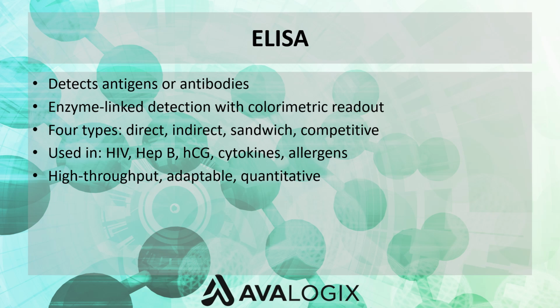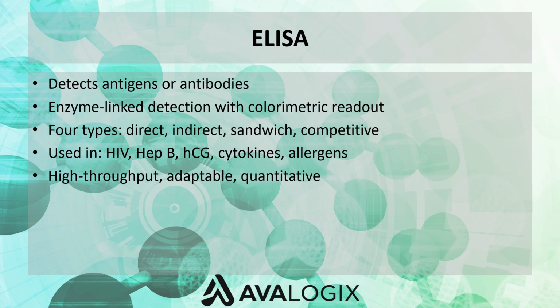The basic principle involves immobilizing either an antigen or antibody onto a solid surface, usually a 96-well plate, adding the test sample, then detecting binding using a secondary antibody conjugated to an enzyme like horseradish peroxidase, or HRP. A substrate is then added, which changes color if the enzyme is present, providing a quantitative or qualitative readout.